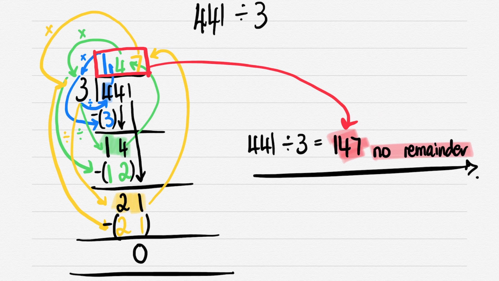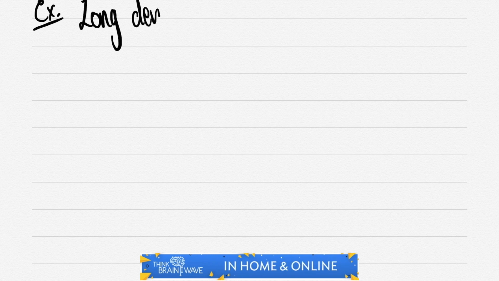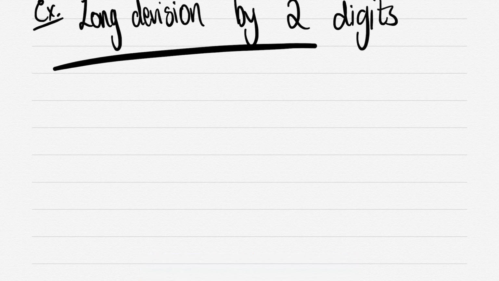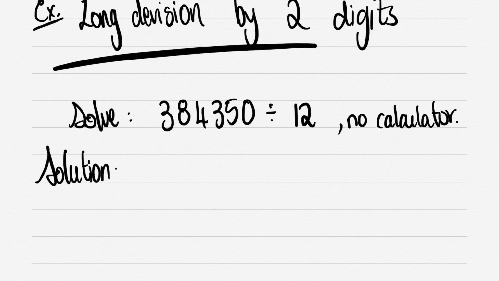Now we did the division with only a single number. Let's do a number like 12, for instance. It gets a little bit more complicated, but in actual fact it's relatively simple. Alright, let's look at it. Let's do long division by 2 digits. Nice and simple. Let's solve the following: 384,350 divided by 12. Do not use a calculator.